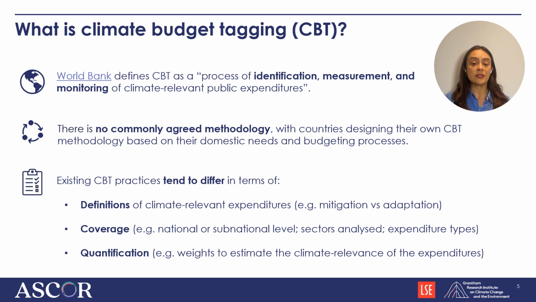Finally, the quantification. So once they identify which expenditures are climate related and why, they tend to tag these expenditures with categories like 100% related with mitigation, or 80% related with adaptation, or maybe a portion of that expenditure has a significant purpose for mitigation. It can be both quantitative and qualitative weights.